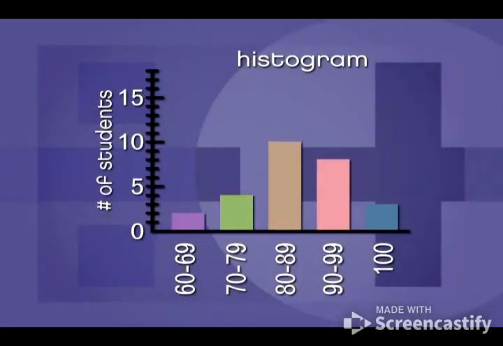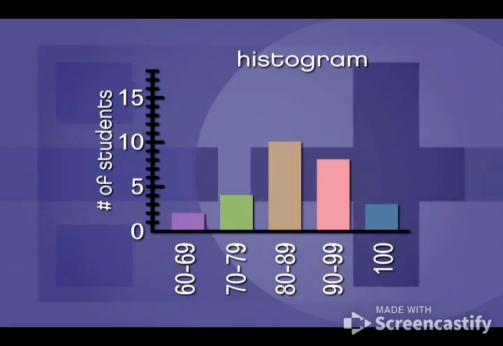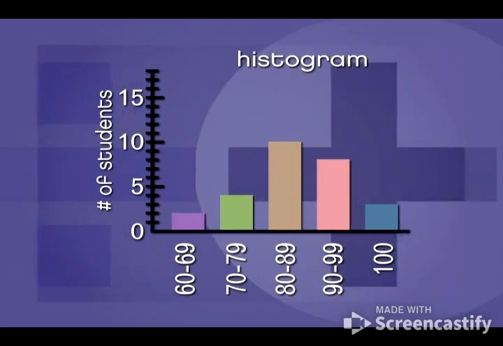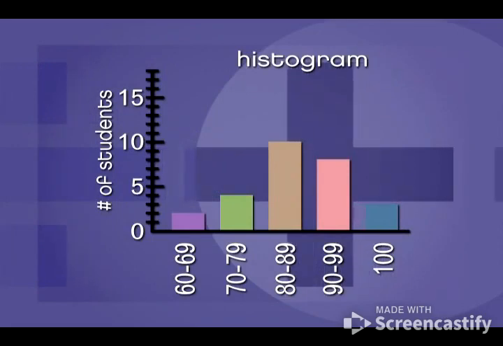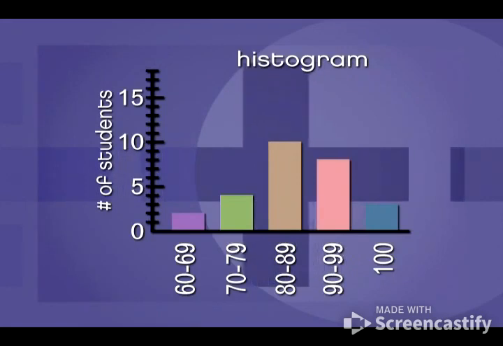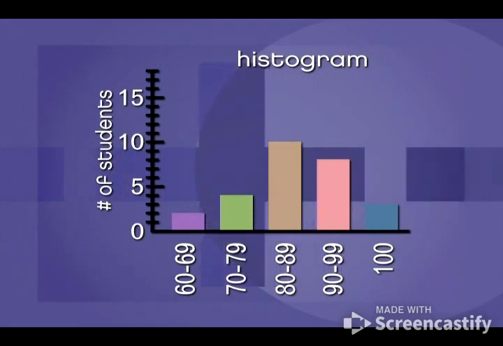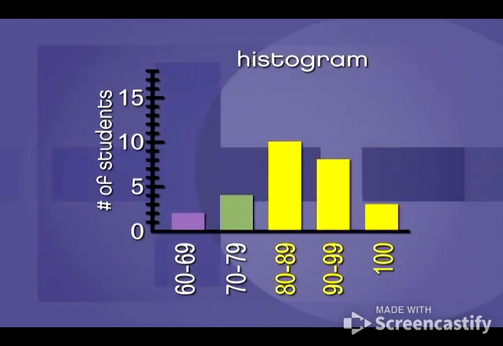This histogram shows the number of students whose test scores fell in these ranges: 60 to 69, 70 to 79, 80 to 89, 90 to 99, and 100. While we can't see what scores each student got, we can see how many students got D's, C's, B's, and A's. At a glance, you can see this is a hard-working class, lots of A's and B's.